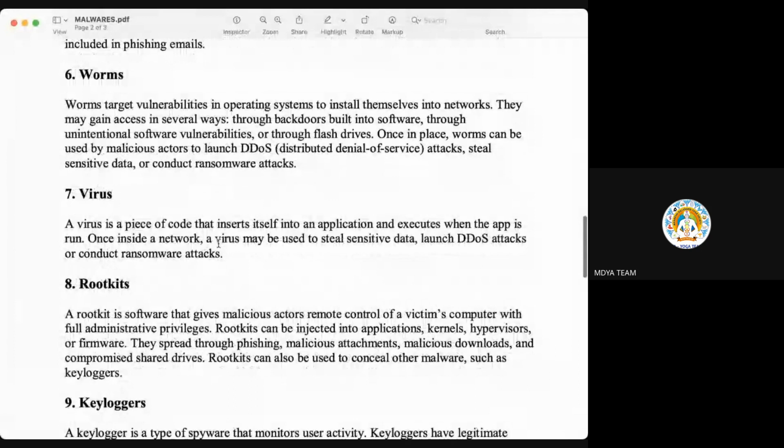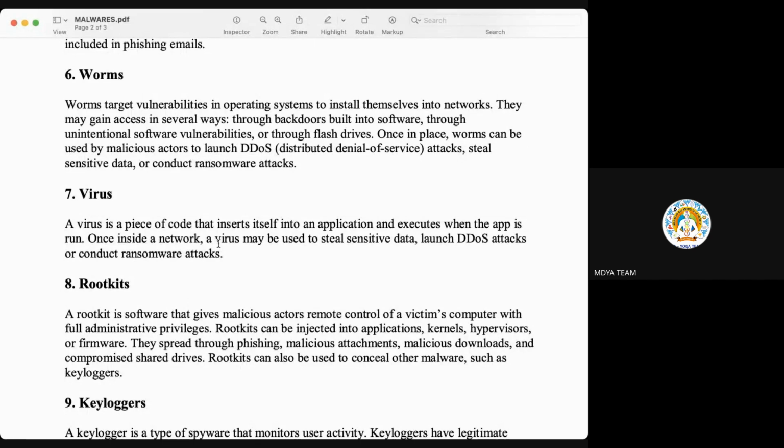Then worms. Worms target vulnerabilities in operating systems to install themselves into the network. They may gain access in several ways: through backdoors built into software, through unintentional software vulnerabilities, or through flash drives. Once in place, worms can be used by malicious actors to launch DoS, that is, distributed denial of service attacks. They steal your sensitive data or conduct ransomware attacks also.